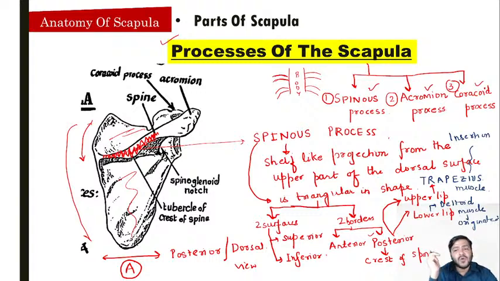Apart from that, we have two borders which are very essential: the anterior and the posterior one. The anterior is not of much significance. The posterior border, also known as the crest of the spine, is bifurcated into two parts, the upper lip and the lower lip. Remember, on the upper lip the trapezius muscle inserts, and on the lower lip the deltoid muscle originates.